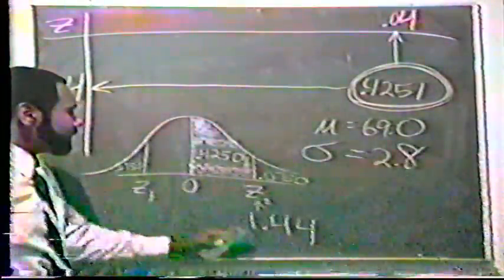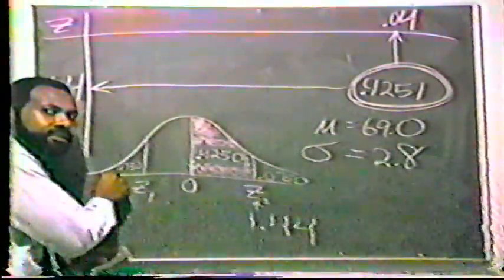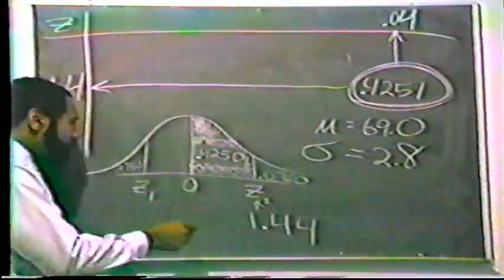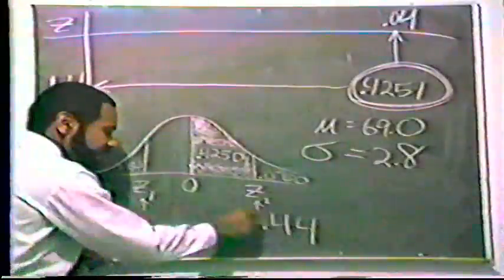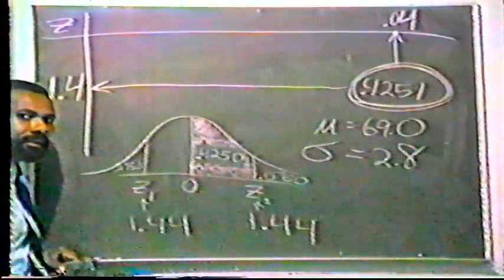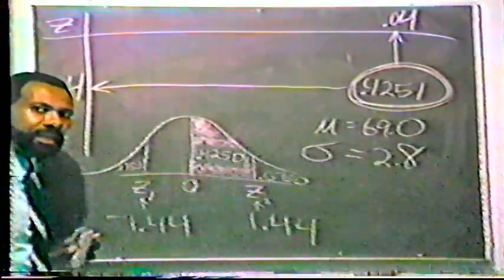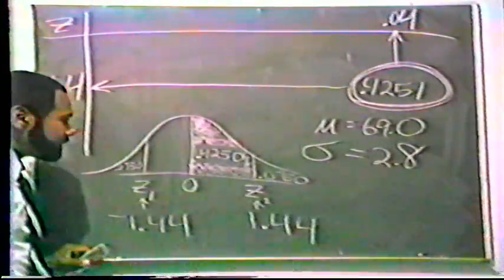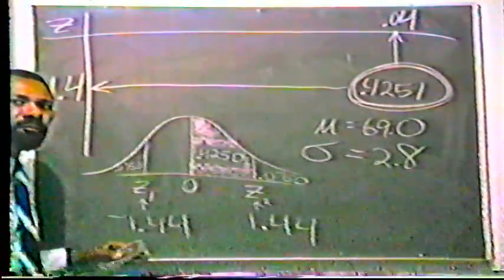Now, for the z-score on the left side, you have the same amount on the left side of the mean as you had on the right side. So that means that this z-score here is the same as that z-score over there, 1.44, except it's negative. If a z-score is on the left side of the mean, it's negative. If a z-score is on the right side of the mean, it's positive. So this z-score here is 1.44, and this z-score over here is a negative 1.44.